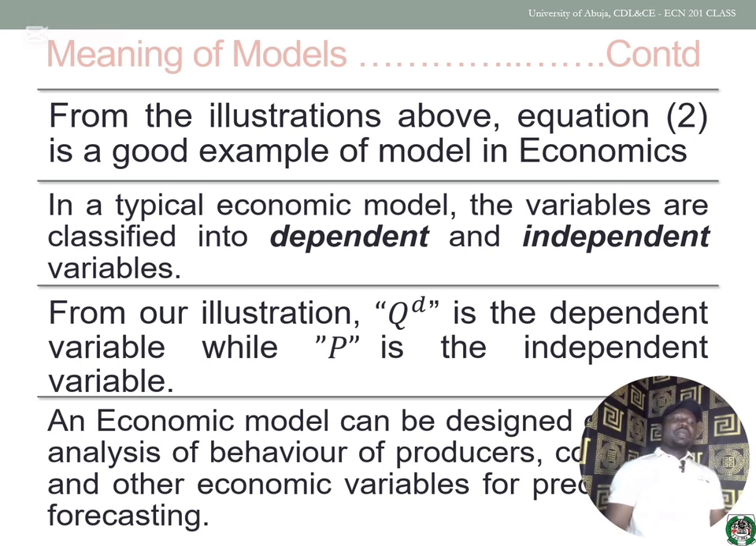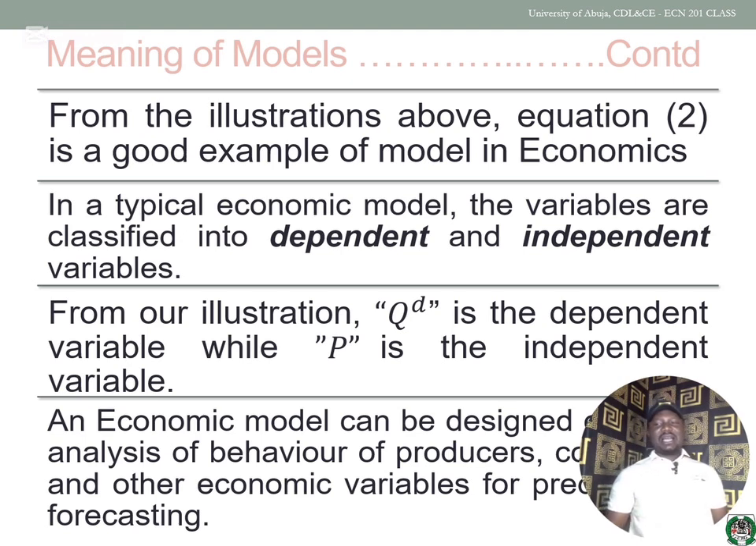But when you look at this illustration between quantity demanded and price, there are two things you will notice there. One, there are two major variables. The two major variables are quantity demanded and price. QD and P, they are the two major variables.